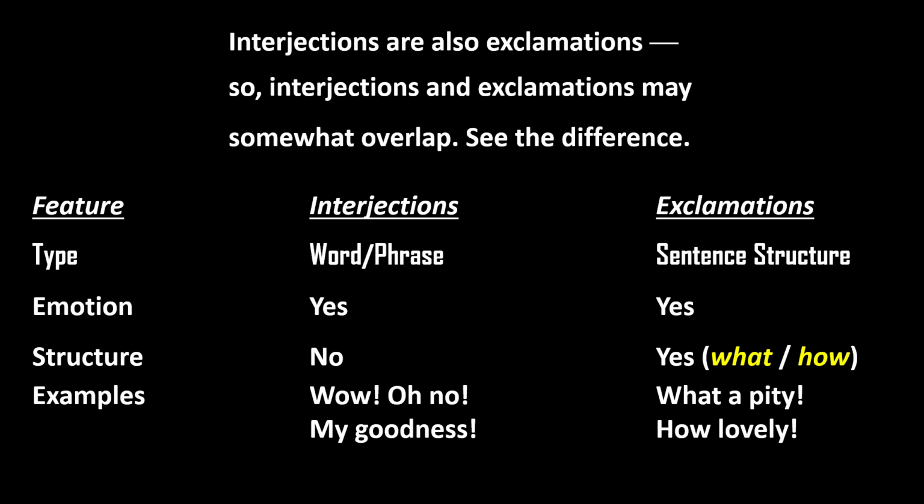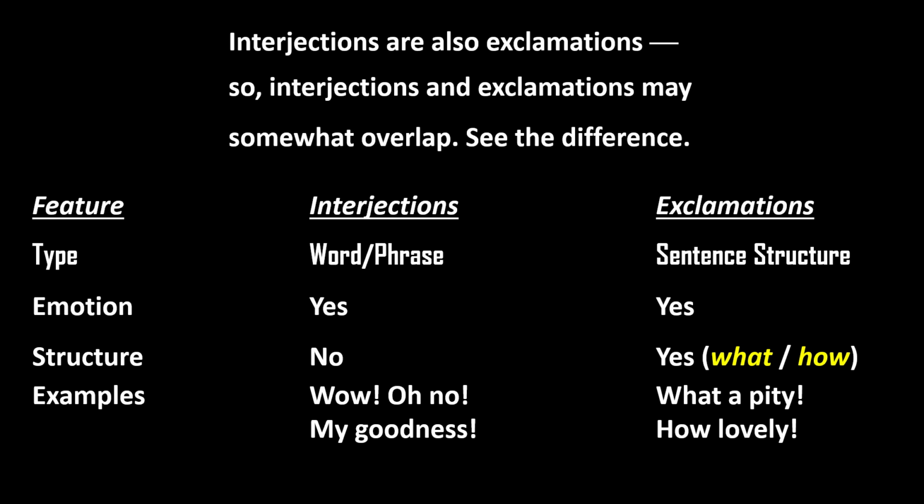What? How? Right, what a mess. How lovely, how beautiful. Examples: Wow. Oh no. My goodness. These are examples of interjections and examples of exclamations. What a pity. How lovely. So how lovely, it is a sentence. How lovely it is. But when you say wow, you cannot make a sentence structure.